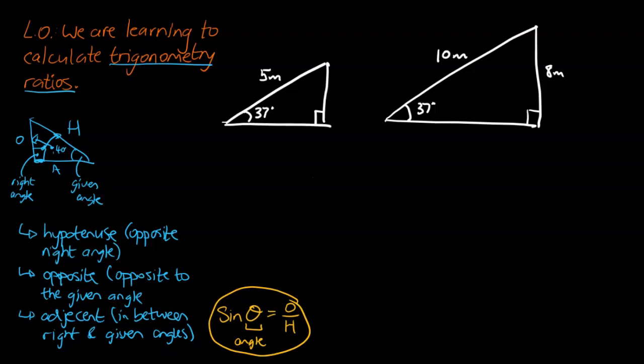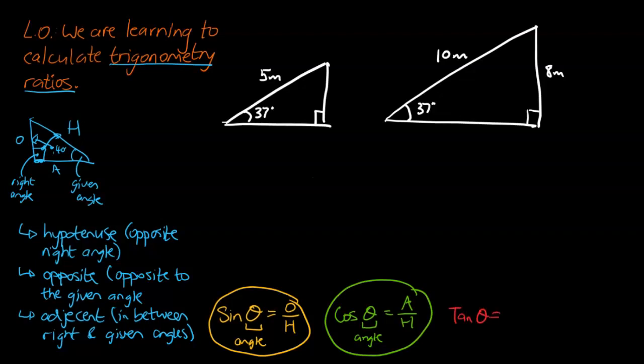Next one we need to be aware of, so we're going to have cos angle. And when you're dealing with cos, it's asking you to compare the adjacent side of the triangle with the hypotenuse side of the triangle. And then just a reminder that there would be the angle that you're given inside the triangle. The final one we need to be aware of is tan angle. And when you've asked about tan, that's asking you to compare the opposite with the adjacent.